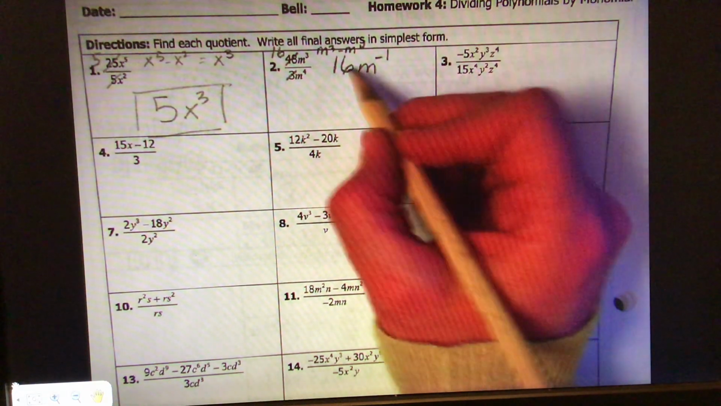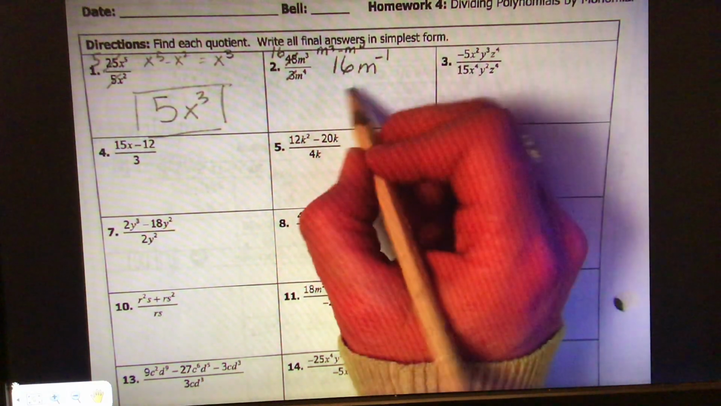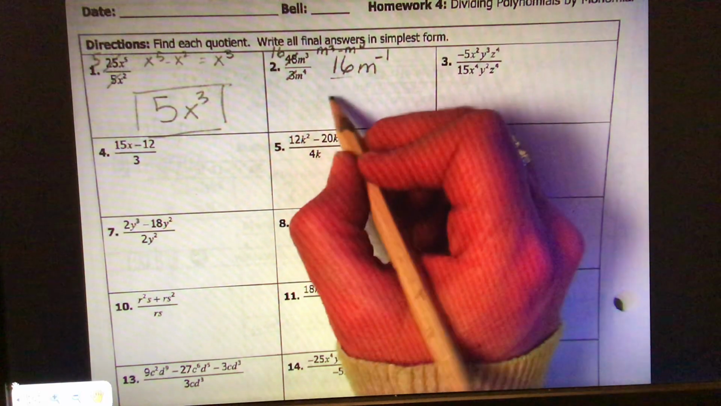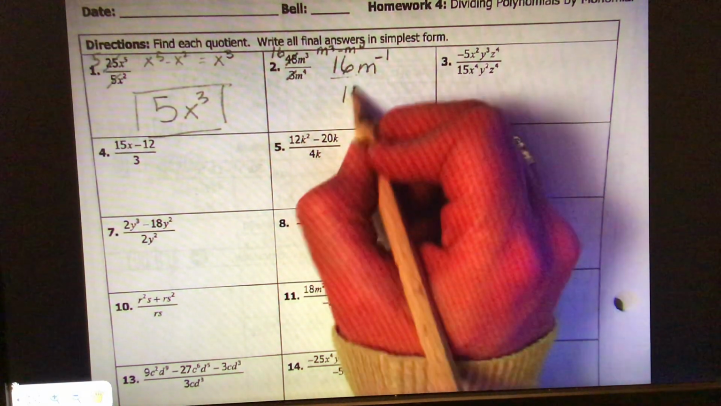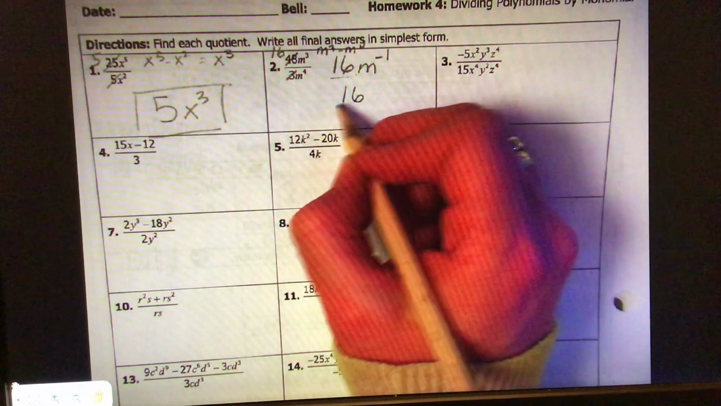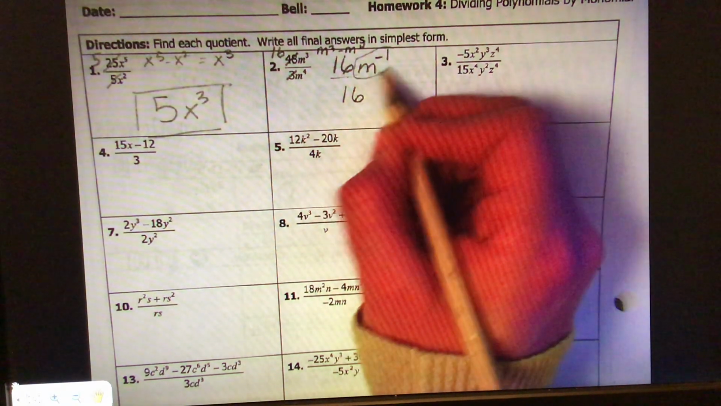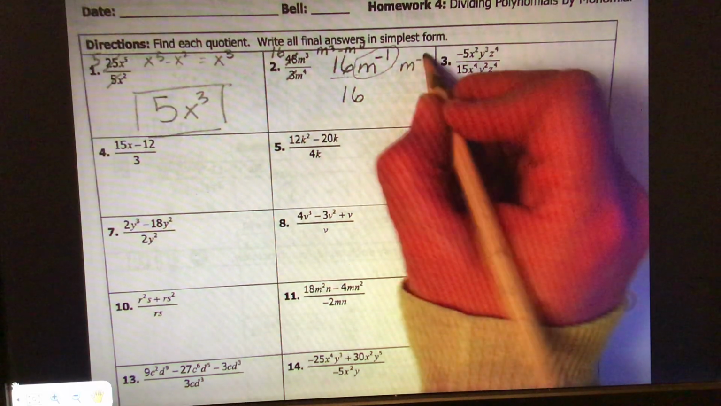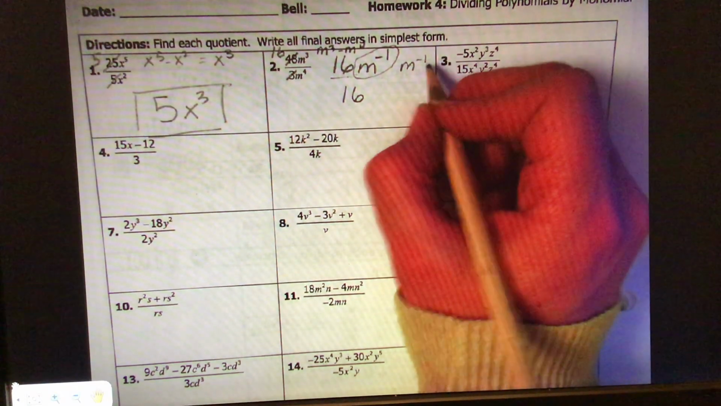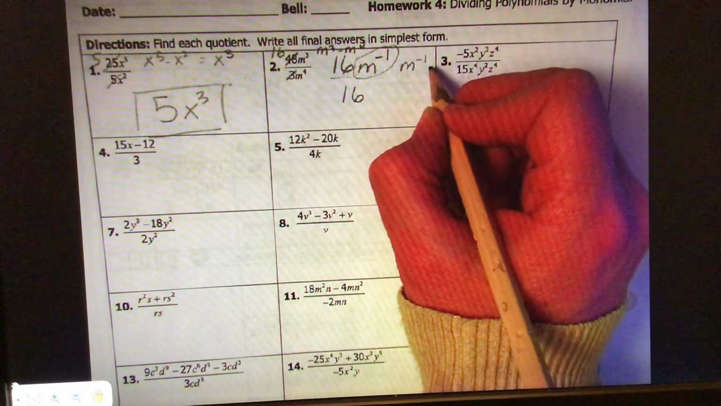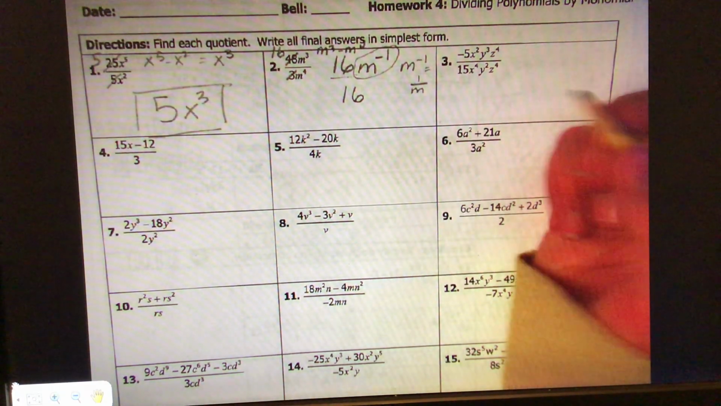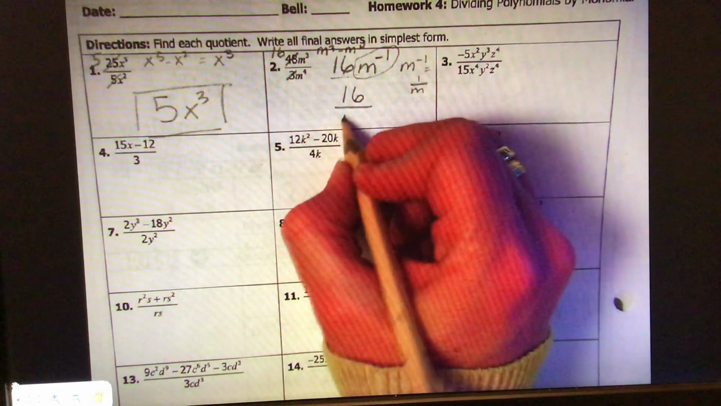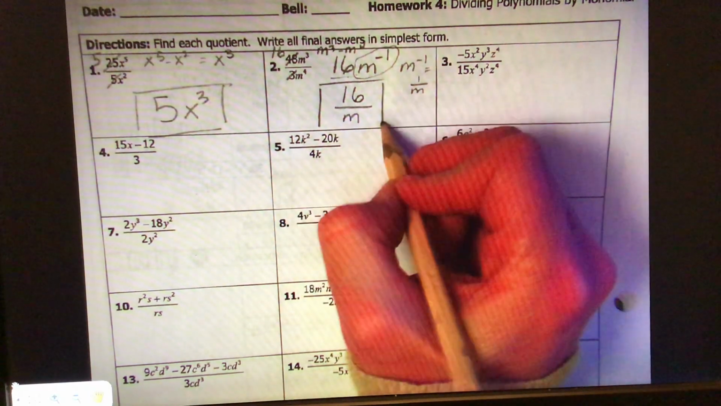Now, think back to what that means. If I have 16m to the negative 1, 16 stays on top. Don't ever put this coefficient downstairs. It always stays on top. It is 16. But this, remember, m to the negative 1 power, or first power, means what? 1 over m. So what this turns into is 16 over m. Okay.